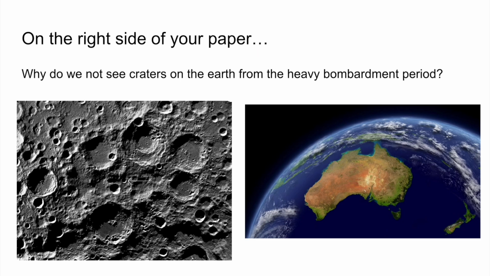Now, last thing I want to leave you with today, and this is going to wrap up our notes. On the right side of your paper, why do we see a bunch of craters on the moon, but we don't see many craters, if any at all, from this time period on Earth? Why is that the case? This is kind of wrapping back to our engage activity. What do you think? Answer that question on the right-hand side, and that's going to wrap our notes for today.